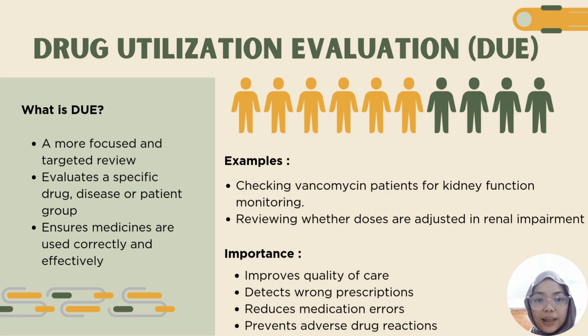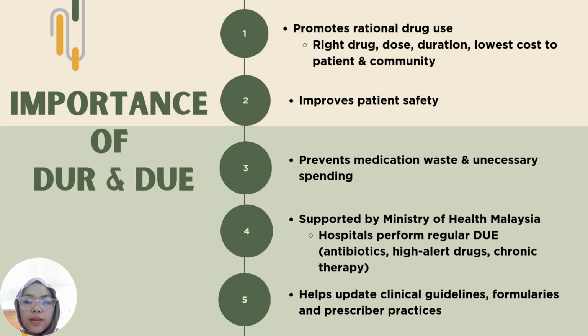Okay, next is drug utilization evaluation or DUE. What is DUE? DUE is similar to DUR but is a more focused and targeted review. It looks at a specific drug or patient group. For example, checking whether patients on vancomycin get proper kidney monitoring, because as we all know, vancomycin has an effect on the kidney. DUE will help us to improve the quality of care, reduce errors, and prevent adverse drug reactions.